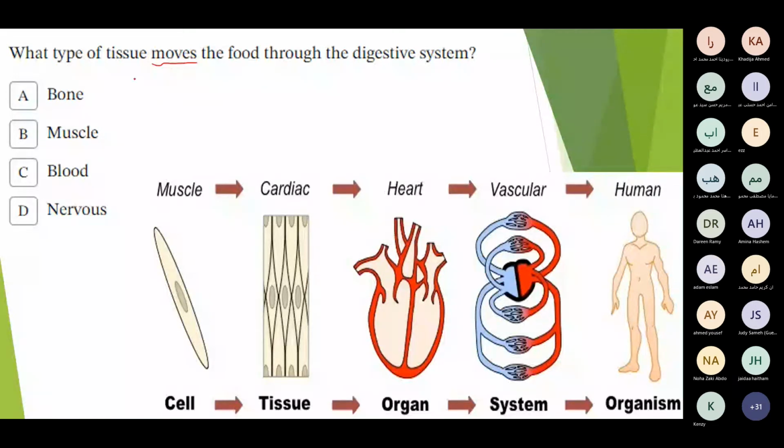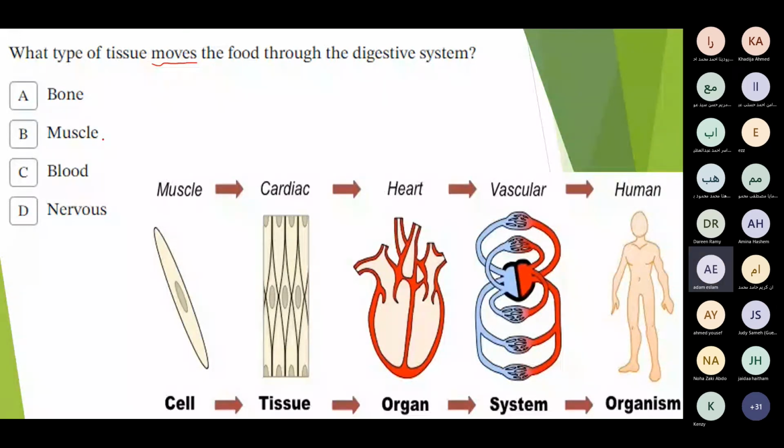What do you think moves? No. Blood. Think again. Look, I'm telling you, what type of tissue moves? Who is responsible for moving something? Muscle. If you want to move, for example, or you hold your phone, you use the blood, or you use the bone, or you use muscles. What do you think? Muscles. Yes, good job. Bravo.